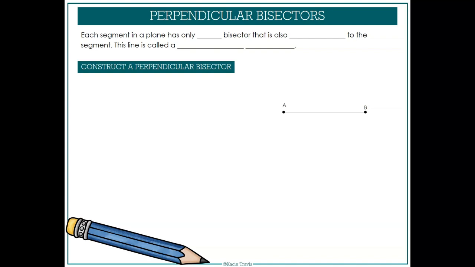So, what is a perpendicular bisector? Each segment in a plane has only one bisector. Now, remember, bisector means that it's cutting in half, and that bisector is also perpendicular to the segment. This line is called a perpendicular bisector. So every line that we're going to be dealing with has exactly one of these lines that'll cut it in half and meet it at a right angle.